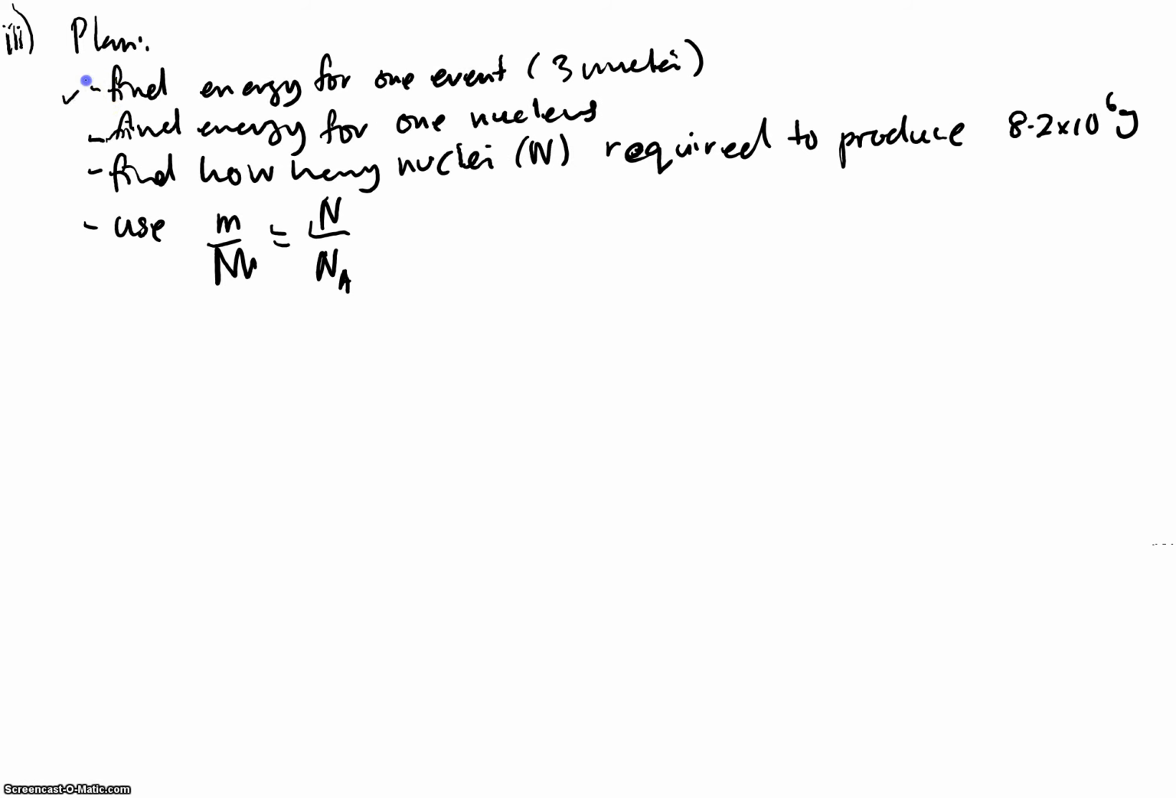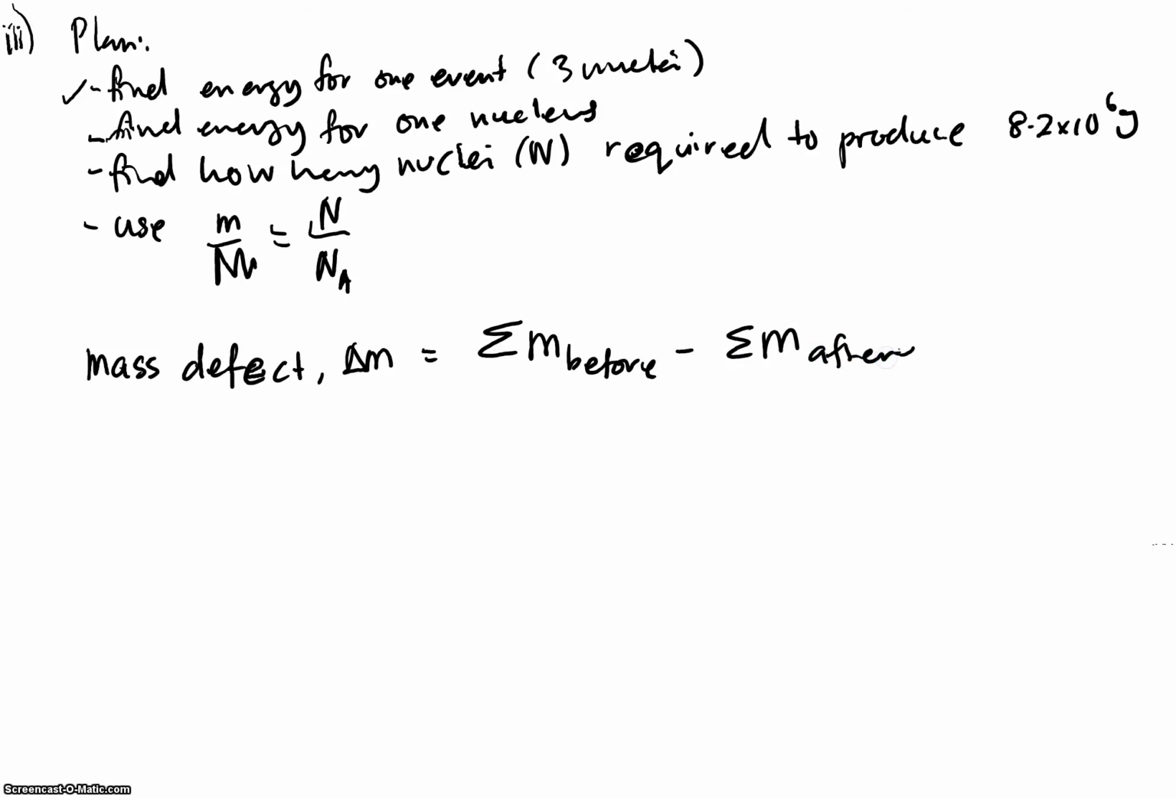The first one, step number 1, we have to find the energy for one event. The first thing that we have to do is find the mass defect of this reaction. Mass defect is delta M: the summation of mass before reaction minus the summation of mass after reaction. Mass before reaction, we have 3 times the mass of deuterium, minus the mass of helium, and then the mass of hydrogen plus the mass of neutron.